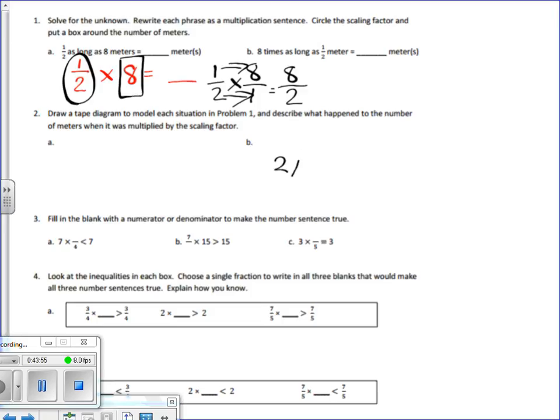How many times does 2 go into 8? 2 goes into 8 4 times, and I'm left with 0. So I don't have to write this. If I end up with a remainder of 0, this does not become 4 and 0 over 2. That's ridiculous. You don't write that. It's just 4. Do not write that. It's 4. 1/2 of 8 is 4.